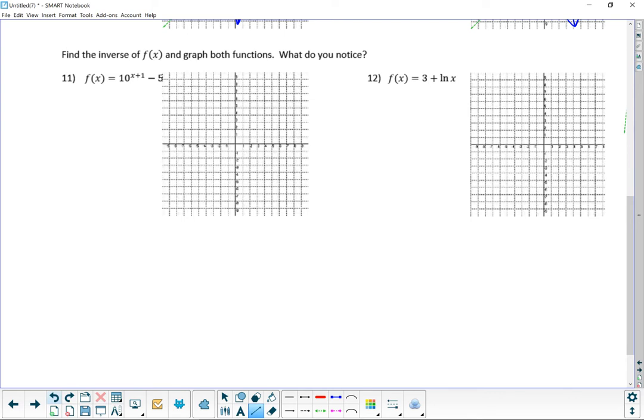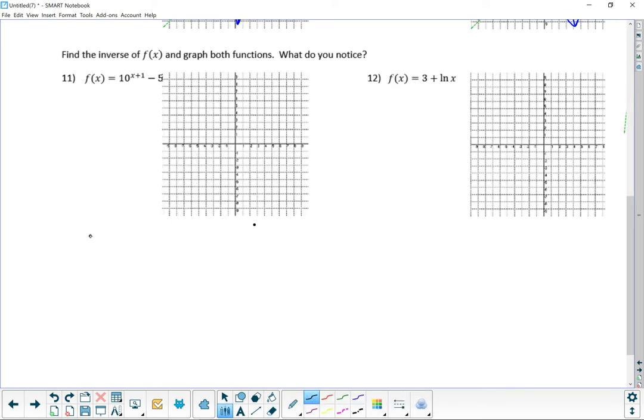All right, so first it says find the inverse of f of x and graph both functions. What do you notice? So I might have alluded to what's going to happen, but let's go ahead and find the inverse of f of x. And again, remember to find the inverse, you're going to switch f of x for y. Actually, I'll work it down here. Much more space. And then I'll write the answer back up there.